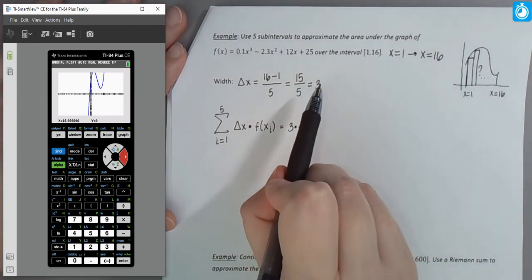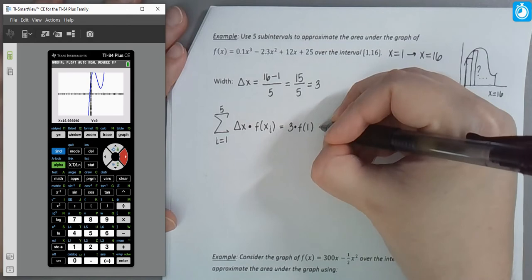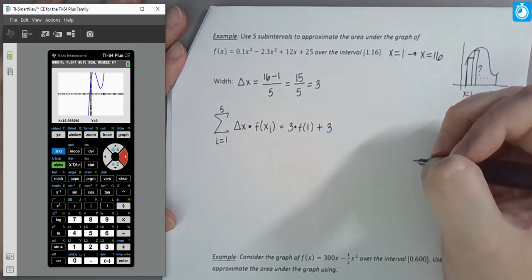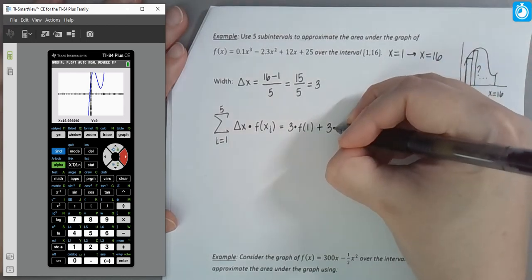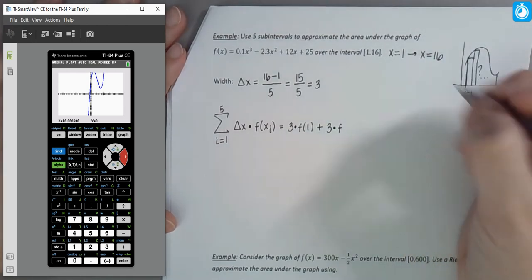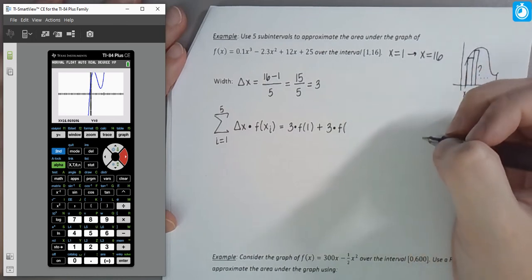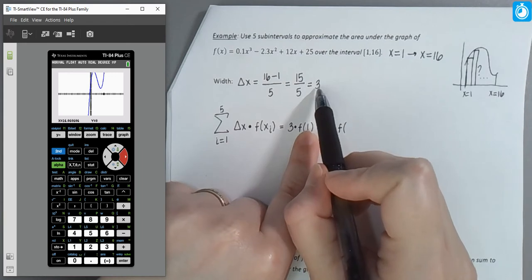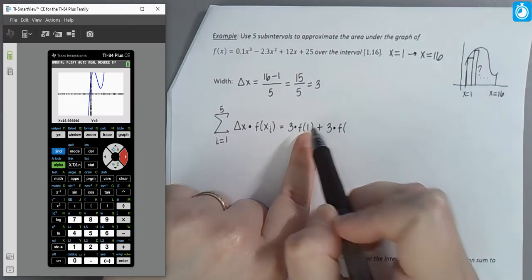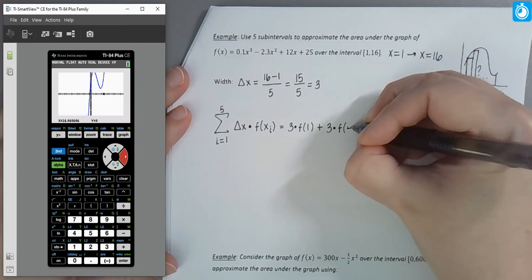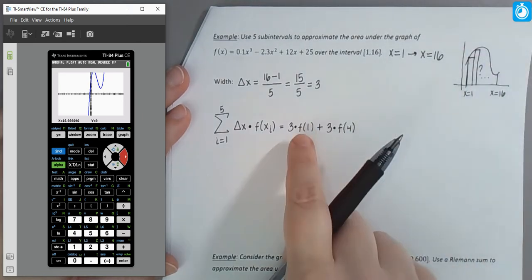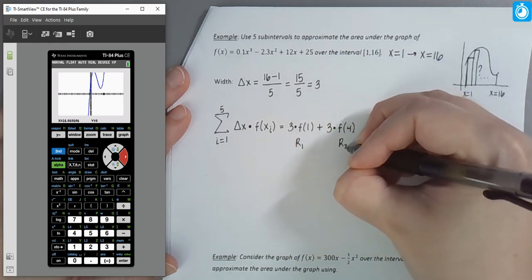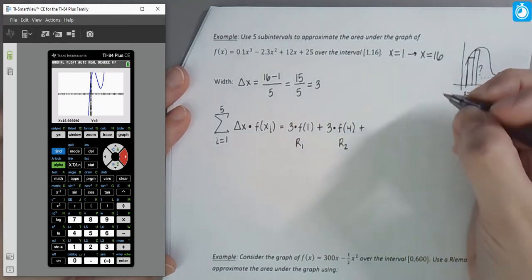Okay, now we move 3 units over. So plus the area for our next rectangle, it has a width of 3, times the new y value at that new x value. Well, we started at x equals 1, so we transition 3 units over. So we go from 1 to 4. So this is going to be the first rectangle. I'm going to label these. So this is rectangle 1. This is rectangle 2. Okay, keep going.